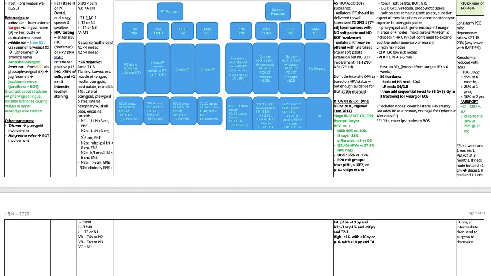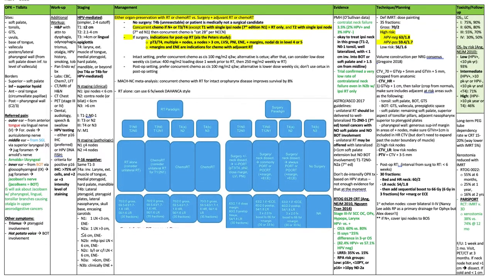Stage grouping for HPV negative cancers: T1N0 is stage 1, T2N0 is stage 2, T3 or N1 is stage 3. T4A or N2 is stage 4A. T4B or N3 is stage 4B. M1 is stage 4C.